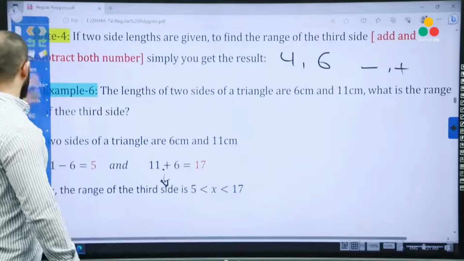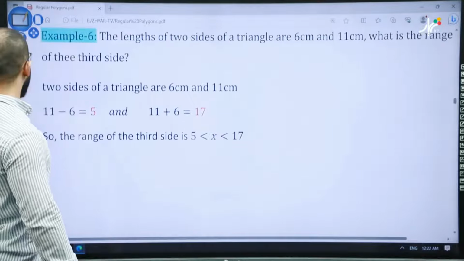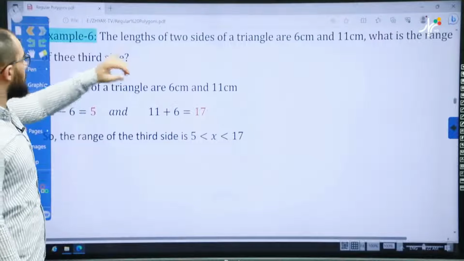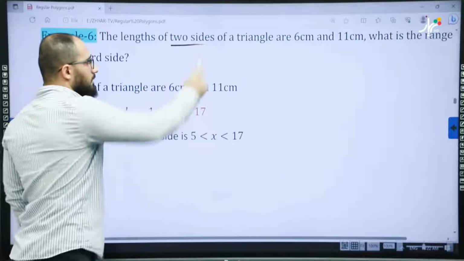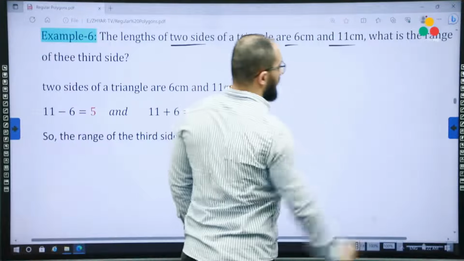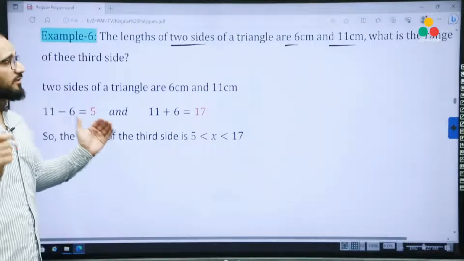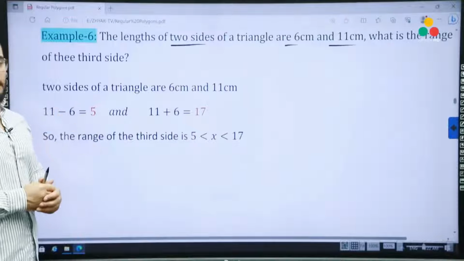Let's explain by an example. Example 6 says the lengths of two sides of a triangle are 6 and 11. We have 6 and 11. What is the range of the third side? In what range can you write the third side?